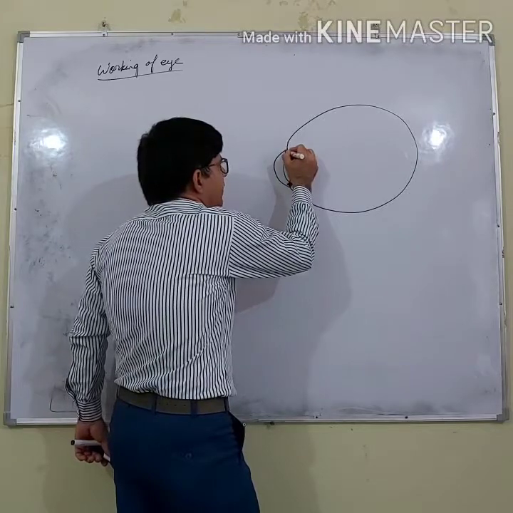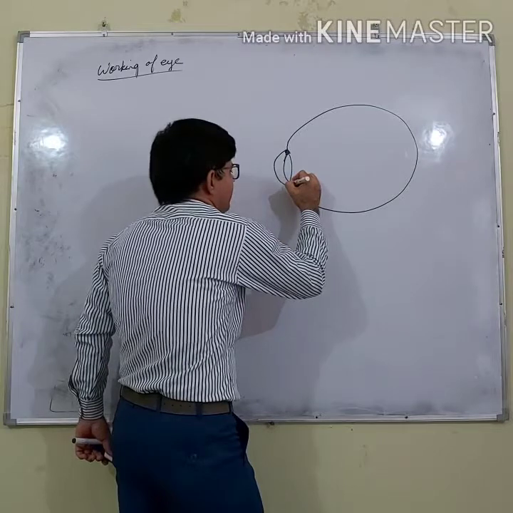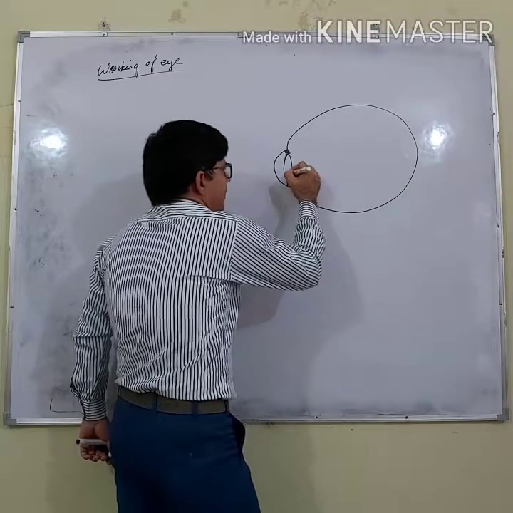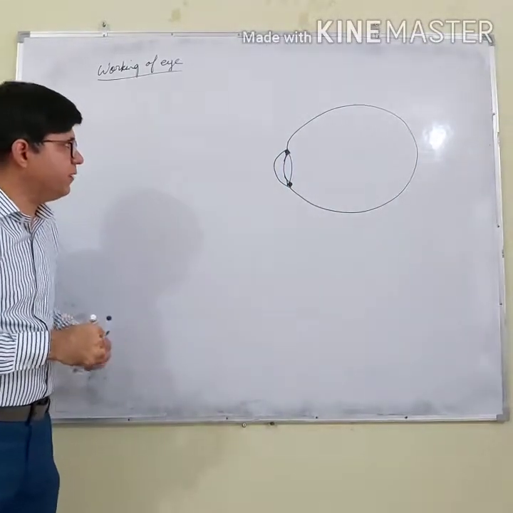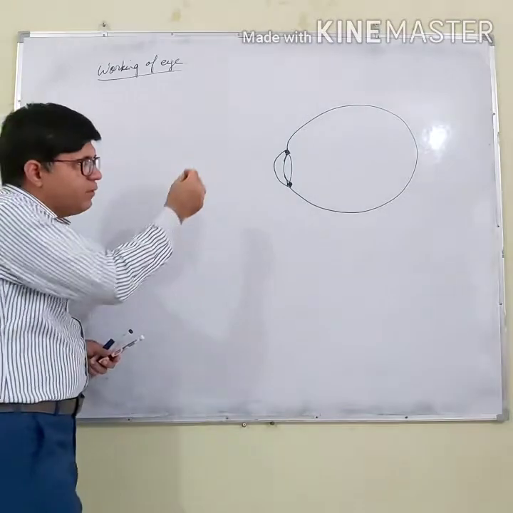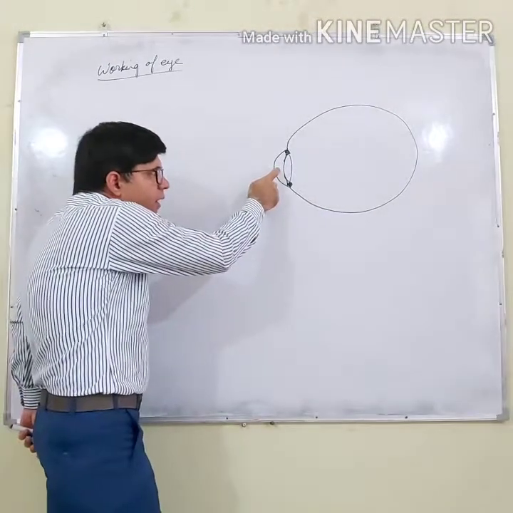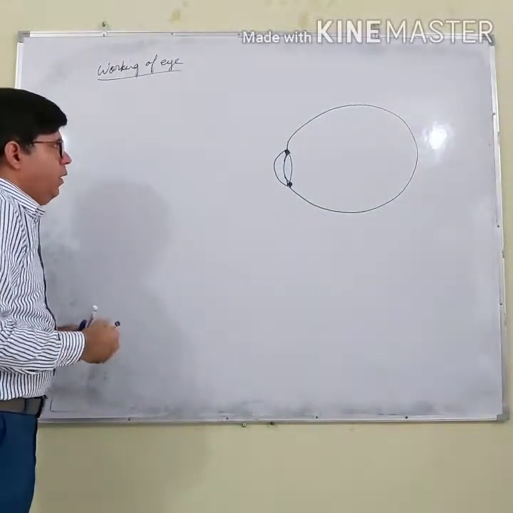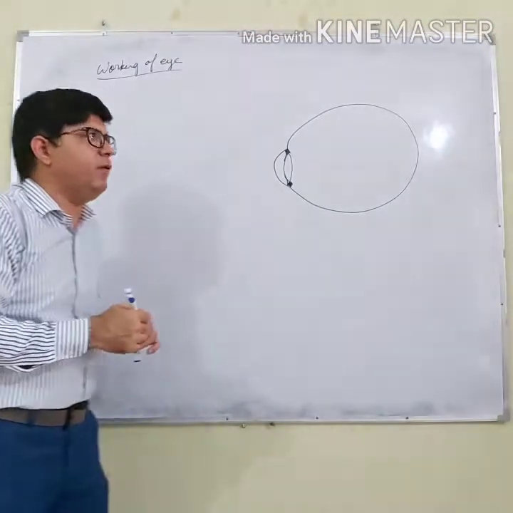Now let us say this is the iris, and the hole in the iris is the pupil. So let us discuss how an image will be formed in the eye. Now this part is the cornea. So if there is an object before the eye, how will its image be formed?